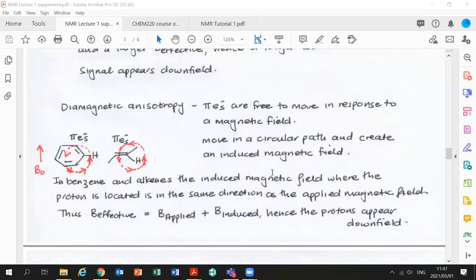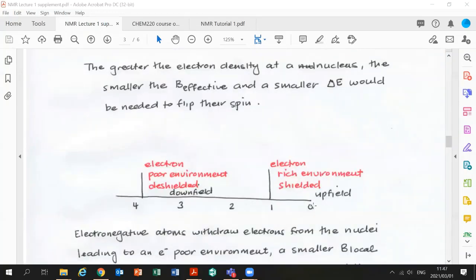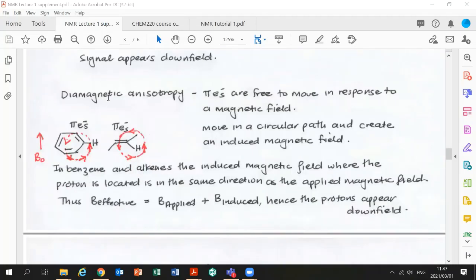And the last thing that we're going to talk about is diamagnetic anisotropy. Diamagnetic anisotropy is another reason why we will get signals shifting from naught, and this time to about 5 or 6 or 7. Notice that the shielding and deshielding effects with regard to atoms occur for about 4 to 5 maybe. Past 5 to 7, you're getting other effects, and this other effect is called diamagnetic anisotropy.